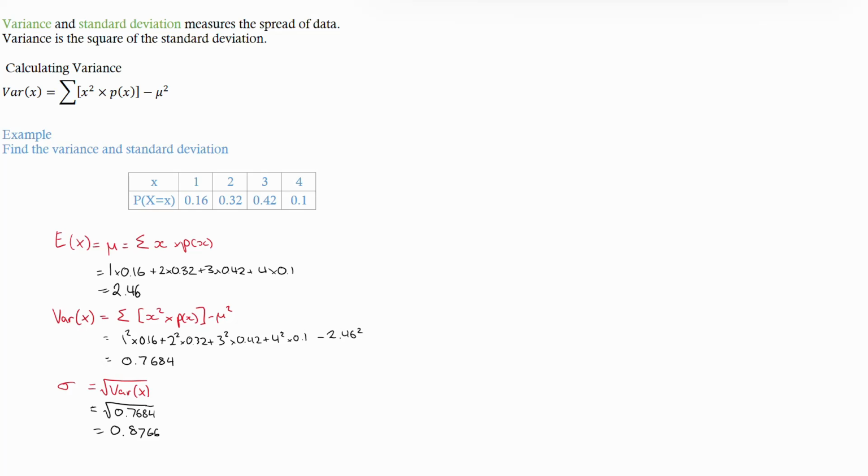Right, so all we need to do with these type of questions is either find or create a probability distribution table. Then you need to find your expected value, find your variance, and then square root your variance to find your standard deviation.